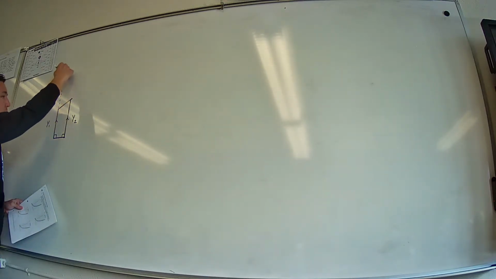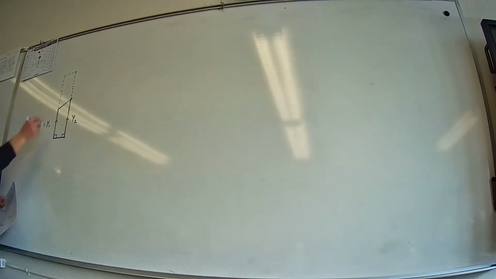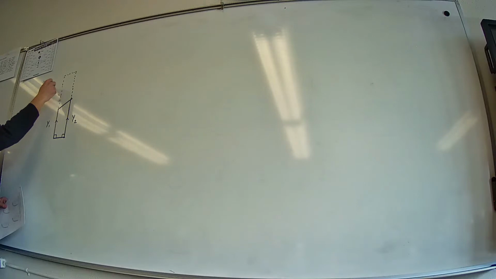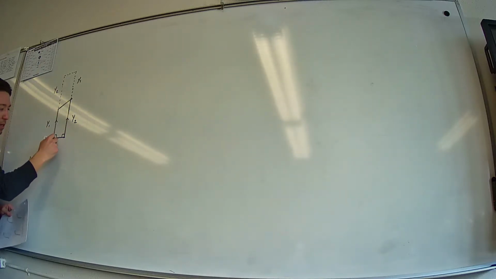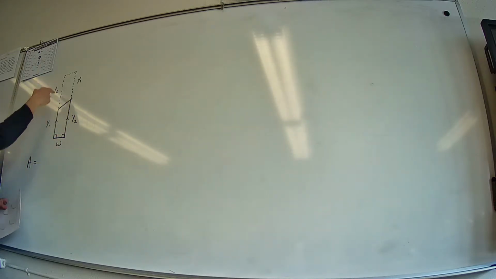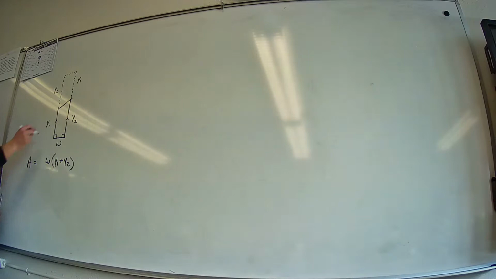Here's the derivation. You'd say, what if you made a copy of this trapezoid? Now it's a rectangle, and this is y2 and this is y1. So therefore, the area is the area of this rectangle. Let's call it the width. It would be y1 plus y2 multiplied by the width. That's the rectangle. But wait, I only want the trapezoid, so I've got to cut that in half.